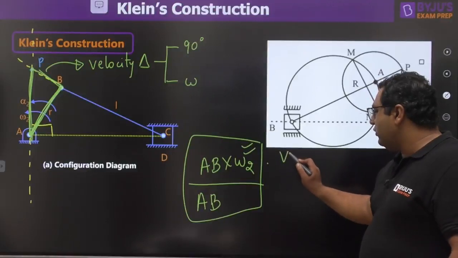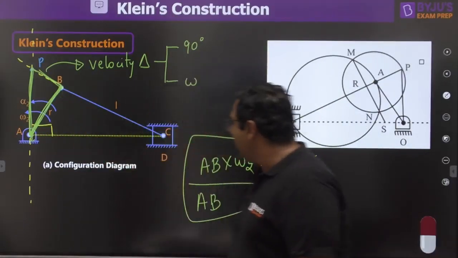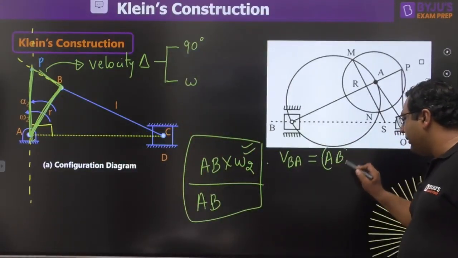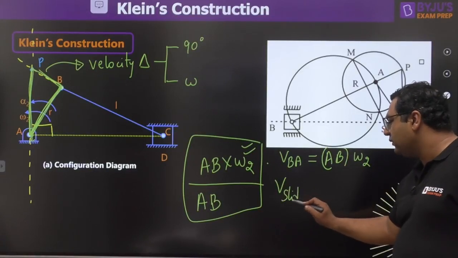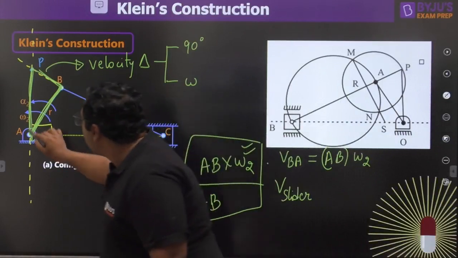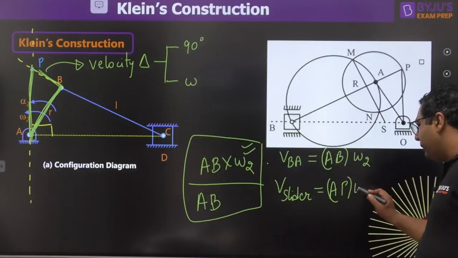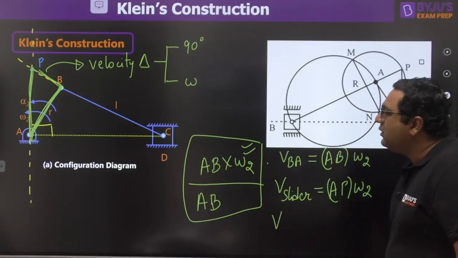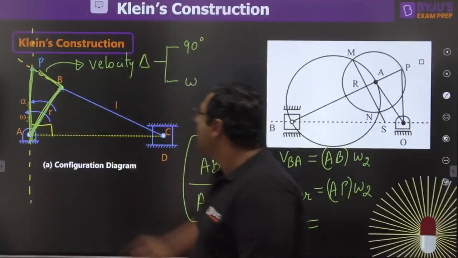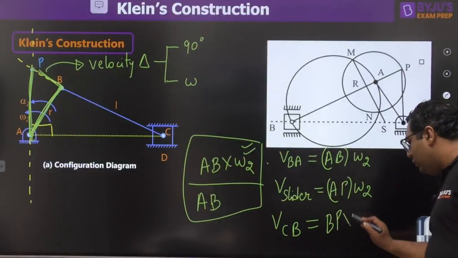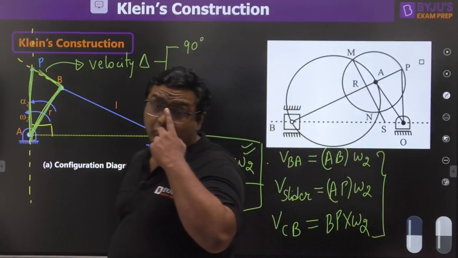But my dear, if you see in Klein construction, there you need to multiply these lengths with the omega. Like if you want to find out velocity of B with respect to A, then you need to multiply this AB into omega 2. Similarly, if you want to write down the velocity of slider, so velocity of slider is not directly AP, it is going to be AP into omega 2. Similarly, if you want to write velocity of C with respect to B, then it is not going to be BP, it is going to be BP into omega 2. So every time you need to multiply it with the angular velocity of crank.